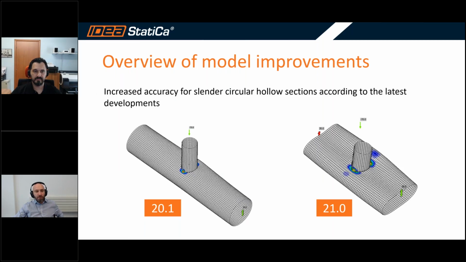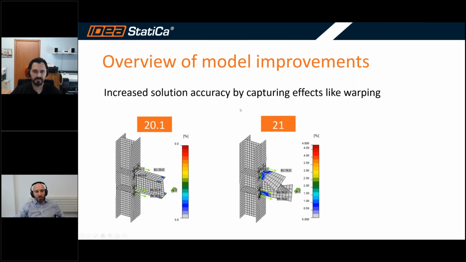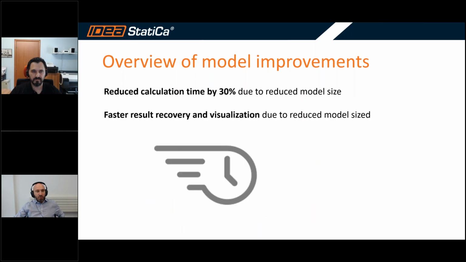Let's quickly go through the agenda, what we're going to see today. First of all, we have an increased accuracy for slender circular hollow sections according to the latest developments. We also have an increased solution accuracy by capturing effects like warping in the new version, which is important, as you probably know. We also have reduced calculation time by around 30%, simply because we have a reduced model size. And because of that, we also have a faster result recovery and visualization because of this reduced model.